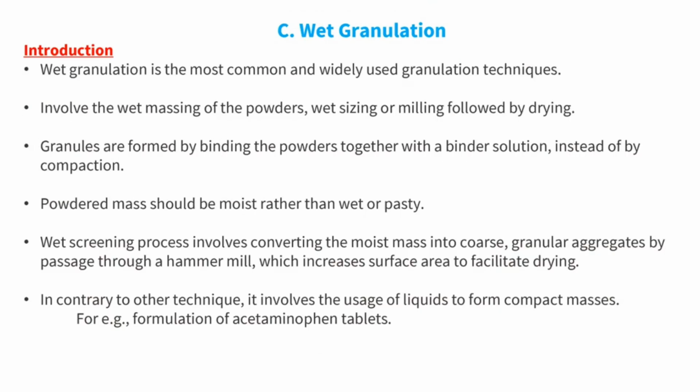C. Wet granulation. Introduction. Wet granulation is the most common and widely used granulation technique. It involves the wet massing of the powders, wet sizing or milling, followed by drying. Granules are formed by binding the powders together with a binder solution, instead of by compaction. The powdered mass should be moist rather than wet or pasty. The wet screening process involves converting the moist mass into coarse, granular aggregates by passage through a hammer mill, which increases surface area to facilitate drying.